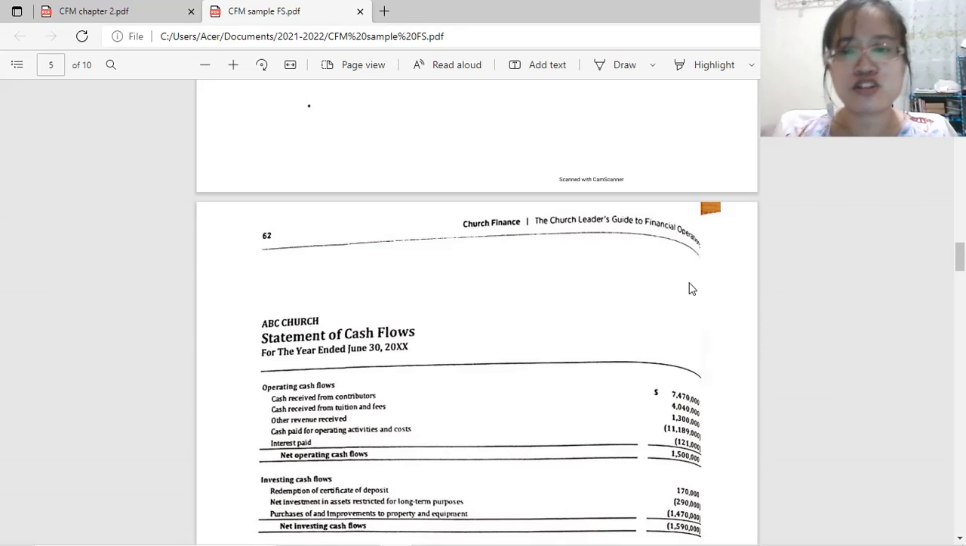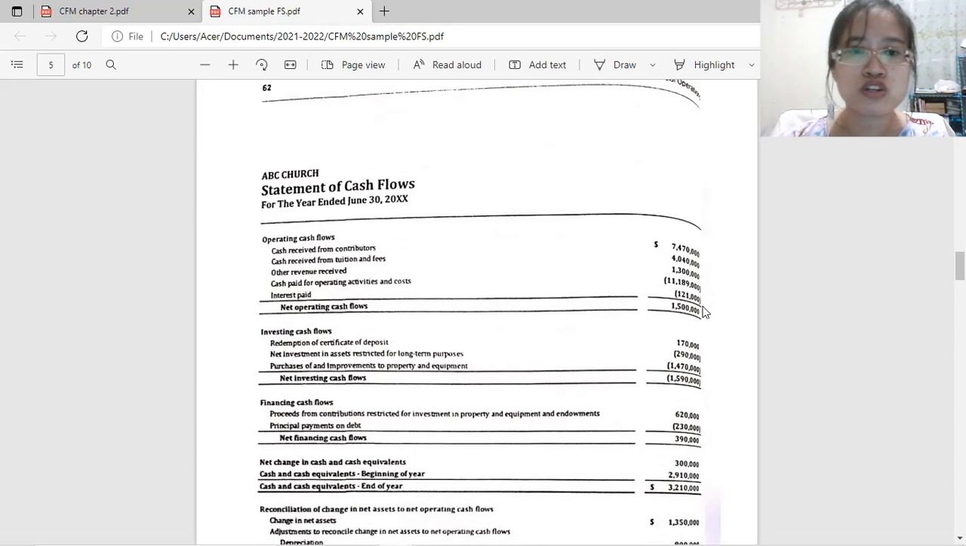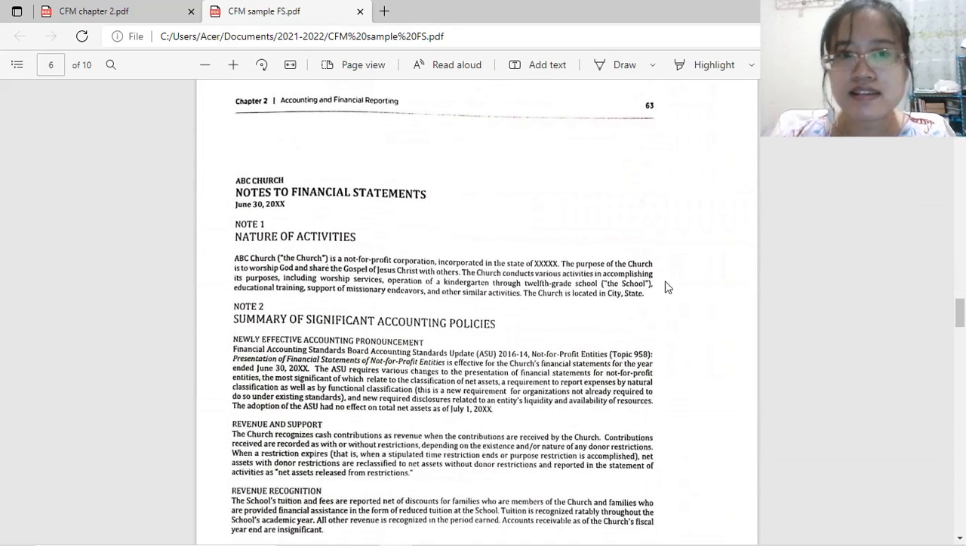Why is it that there's a big change in, let's say, cash? Or there's a big change in the liabilities. It can just be that the church paid off its remaining liabilities. It managed to raise enough money for it. So there must be explanations for such deviations. And then last is the notes to the financial statements.